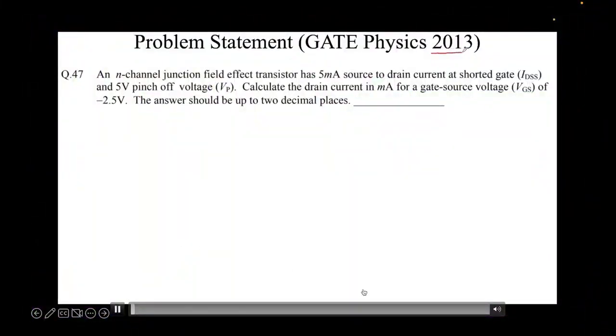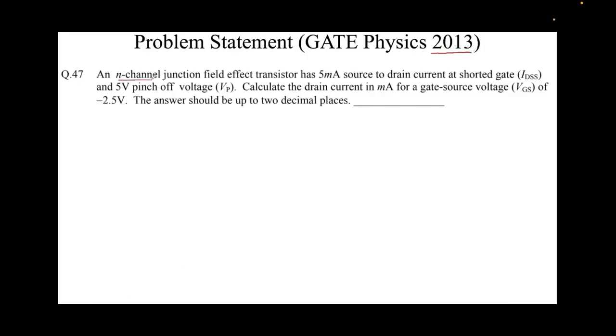The statement from GATE Physics 2013 reads as follows. An N-channel junction field effect transistor has 5 milliamps source to drain current at shorted gate, also known as IDSS, and 5 volts pinch off voltage VP. Calculate the drain current in milliamps for a gate source voltage VGS of minus 2.5 volts. The answer should be up to 2 decimal places.